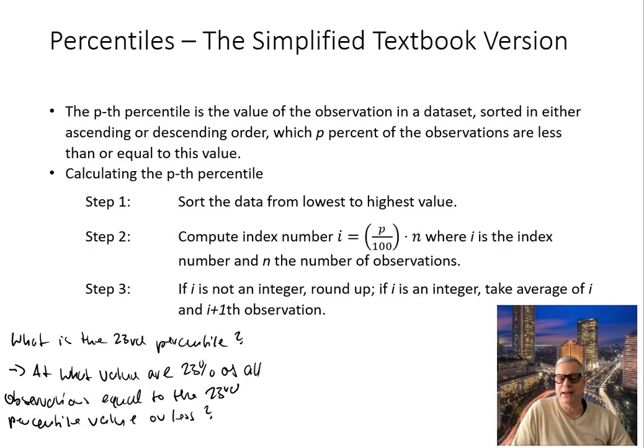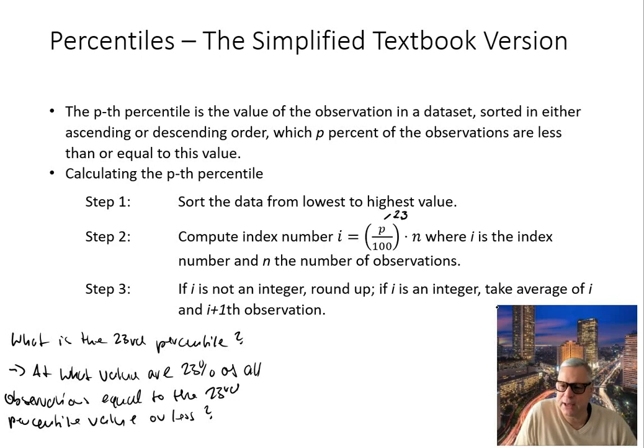Then we compute the index number. So for example, we want to know the 23rd percentile. Then the P would be 23, and then we divide by 100, we get 0.23. And then we get the index number. So now, in the simplified textbook version, if that index number is an integer, then we take the average of the ith and the (i+1)th observation. And if it's not an integer, we just round up.